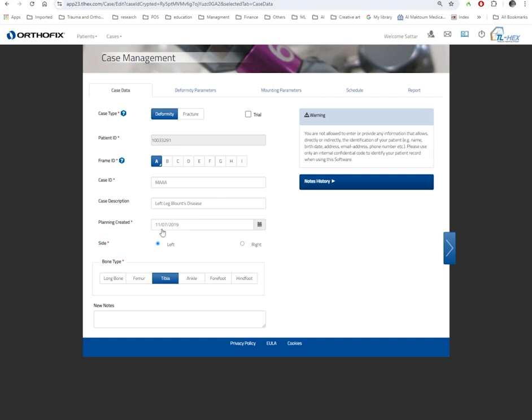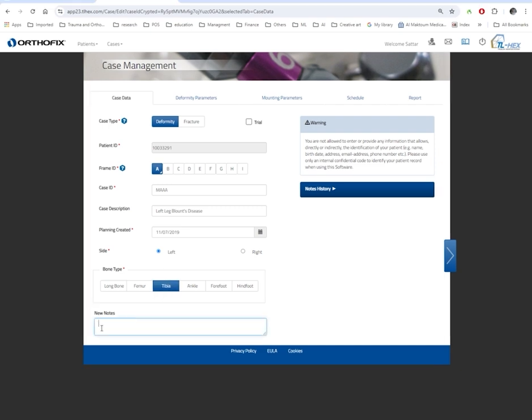The planning created on 11th of July 2019, but you can't change the date from here. If you click on it, you can see the date where you want to create the plan. It is left side and it is tibia. Here you can add any note. For example, this video has been created for educational purposes.